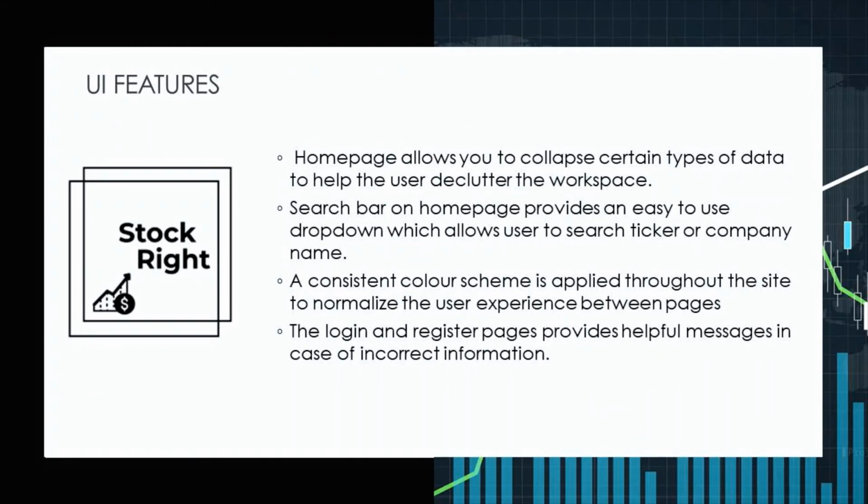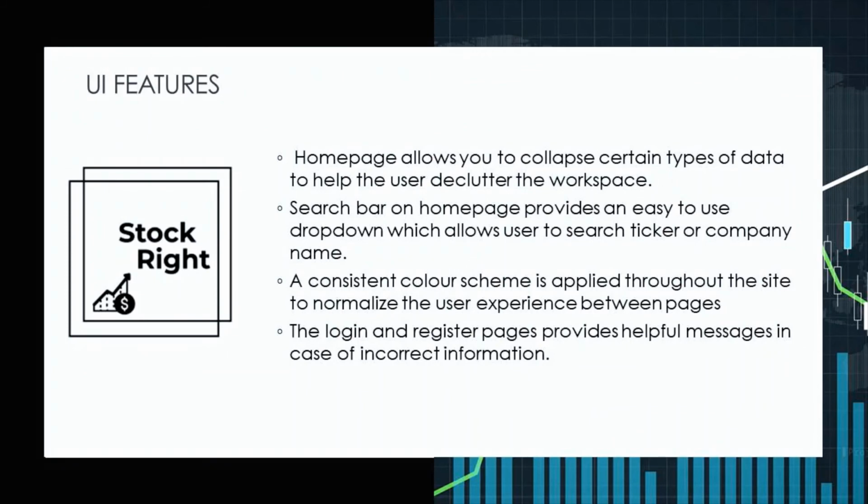Those are all collapsible data. They're stored in these boxes that you can easily collapse to declutter the workspace. If you look at a typical stock market website, you can see a lot of information. It's almost like a sensory overload of information, numbers and tickers and symbols and jargon everywhere.